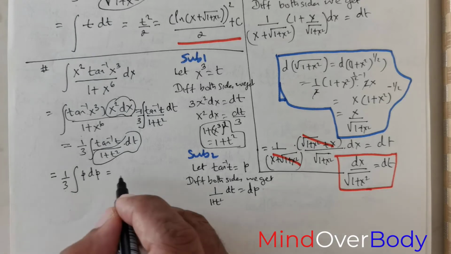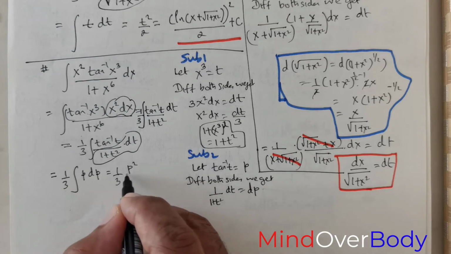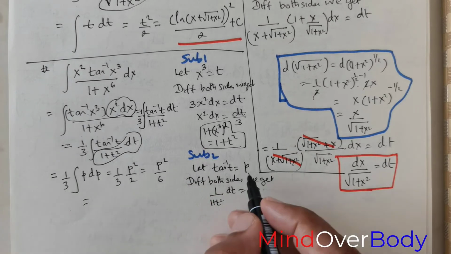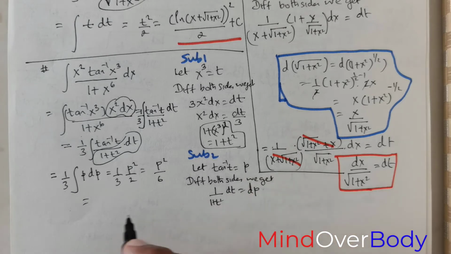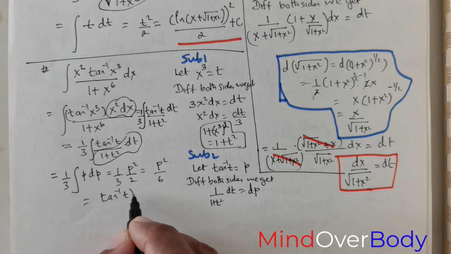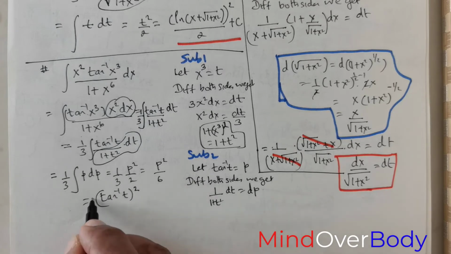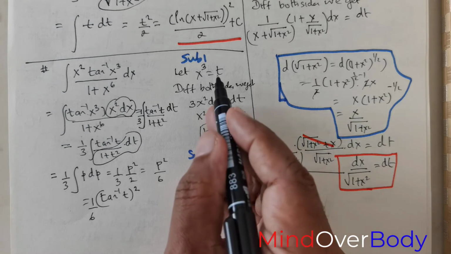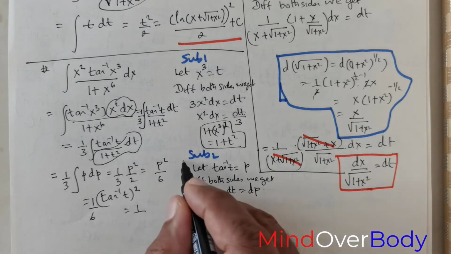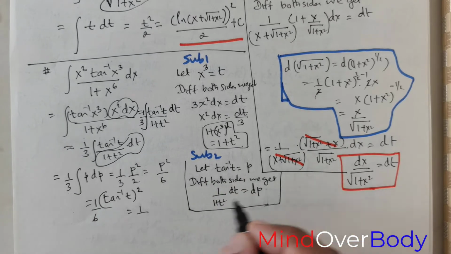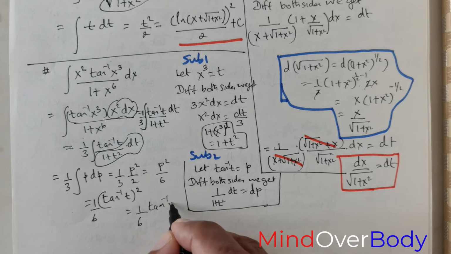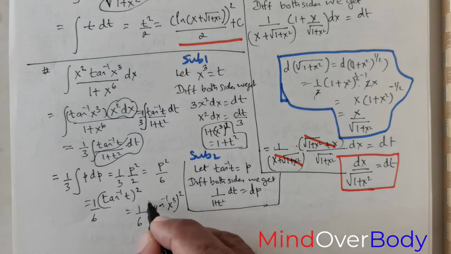Integration of this would give me p squared over 2. I can rewrite this as p squared over 6, but my p is what? Tan inverse of t. So this is going to be tan inverse of t raised to the power of 2. There is a 6 here, I place the 6. But my t is what? My t is x cubed. So I need to get the original variable back. Let me box this off. So it's going to be 1 over 6 tan inverse of x cubed raised to the power of 2.